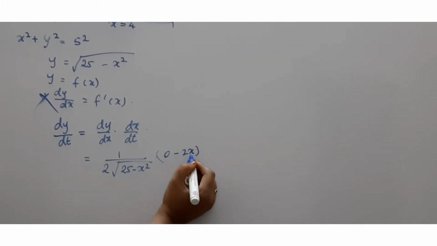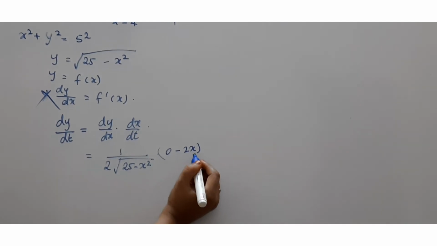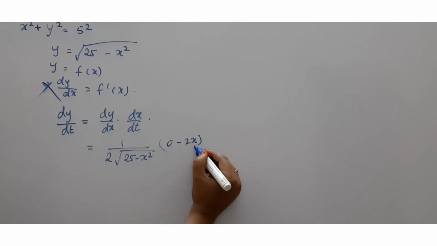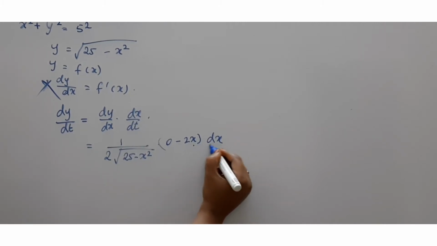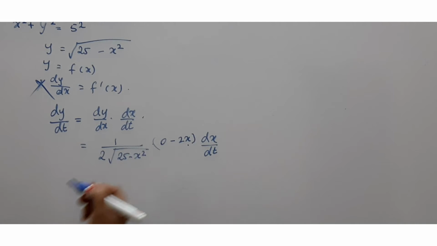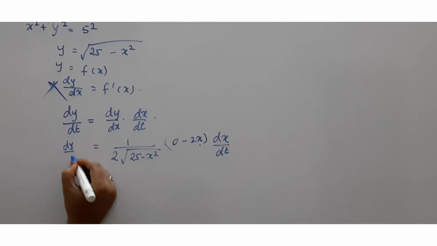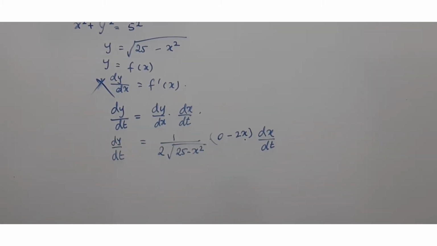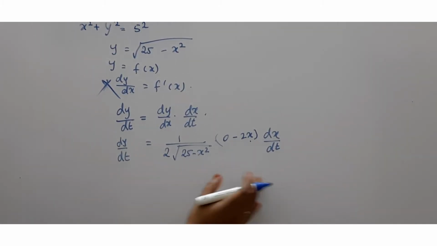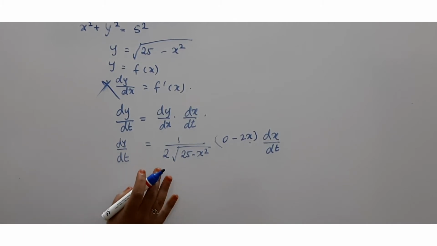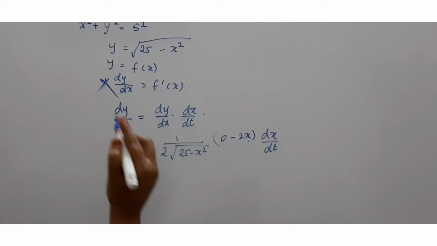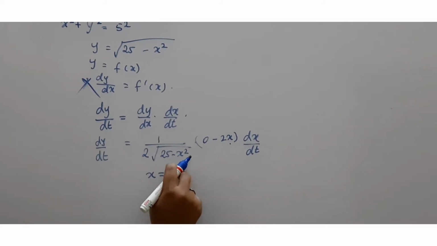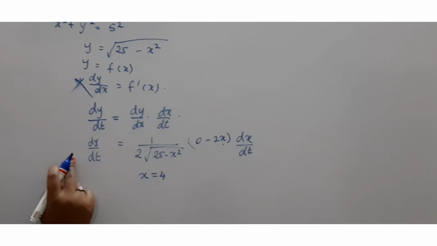After differentiating, this is again a function of t, so we need to find dx by dt. So we write it as dx by dt. Differentiation is over. Now we need to find the value of dy by dt. We have found the function of dy by dt and we have to find the value of it. What are the given quantities? We know x equal to 4. At the instant when x equal to 4, what is the value of dy by dt? That is what the question asks.